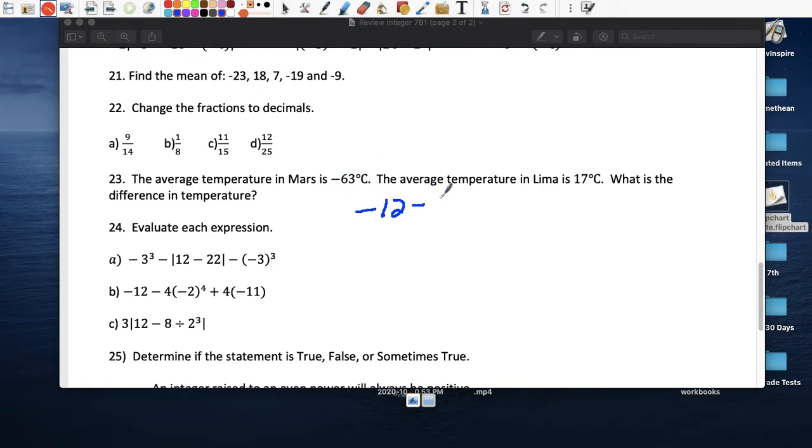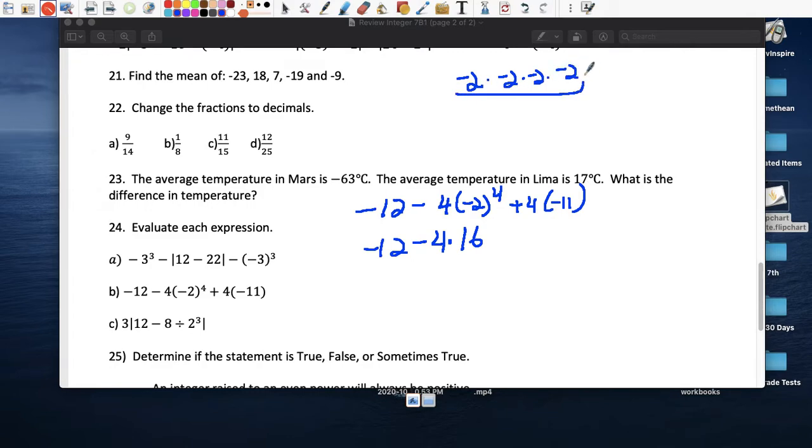B, okay, so I'll write it out. Negative 12 minus 4 times negative 2 to the fourth power plus 4 times negative 11. Okay, order of operations, minus 4. I'm not multiplying yet. The only thing I'm going to do is change this exponent here: 2, 4, 8, 16, positive, because it's negative 2 times negative 2 times negative 2 times negative 2, right? So that's going to give us positive 16 plus 4 times negative 11.